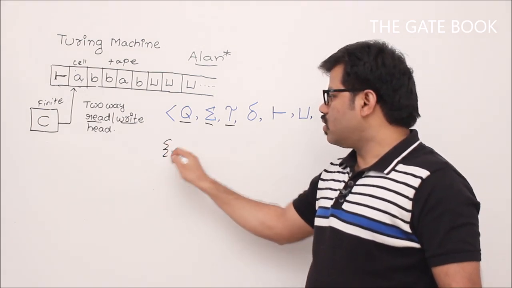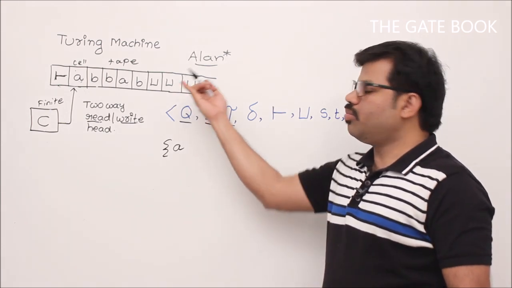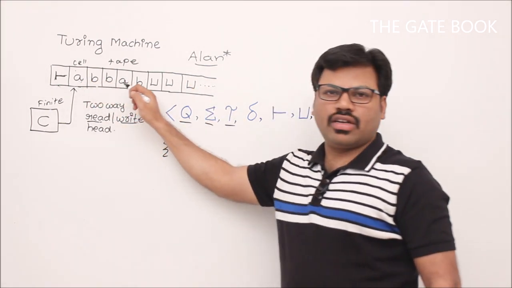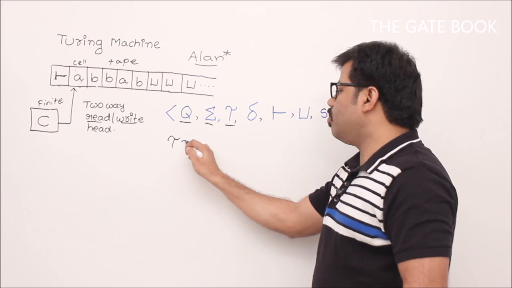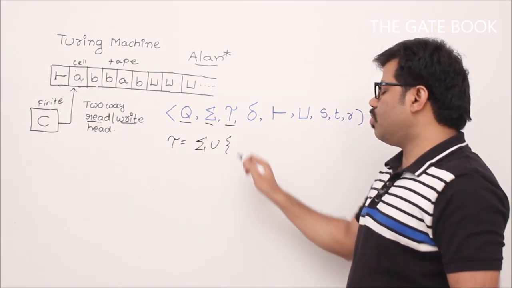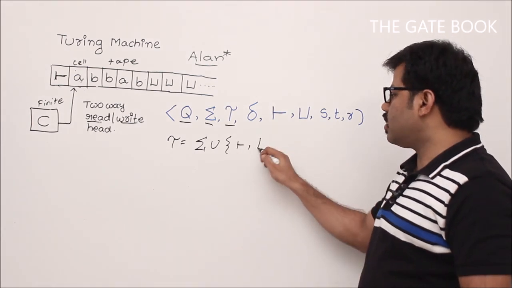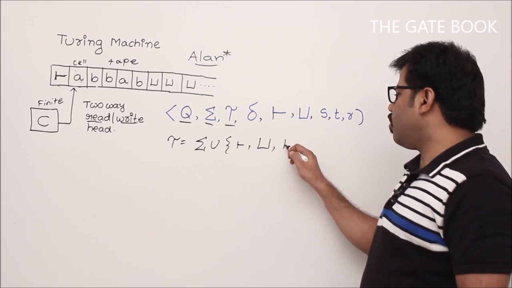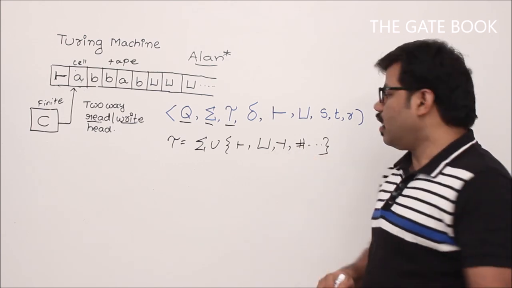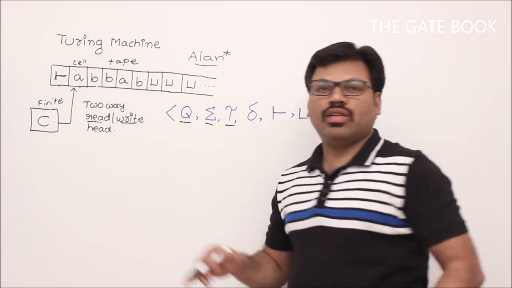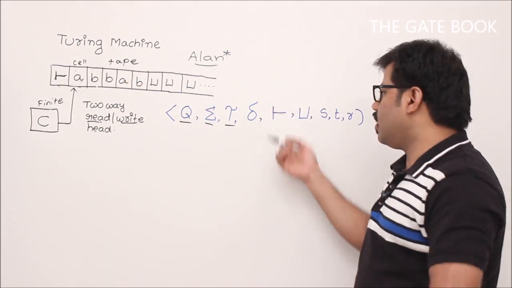For example, if you want to use something extra, I can say that tau contains sigma also. That means we can use input symbols also, because are you not writing input here? Yes, on tape you are writing input. That's why I can say your tau is sigma union something else, anything. For example, you want to use a left hand marker, you can use it. Do you want to use a blank symbol? Yes. And you want to use a right hand marker? Yes. You want to use hash, anything, but you have to define it. Finally, I can say simply tau is nothing but some set of symbols which you want to write on your tape. That's it. Anything is allowed.